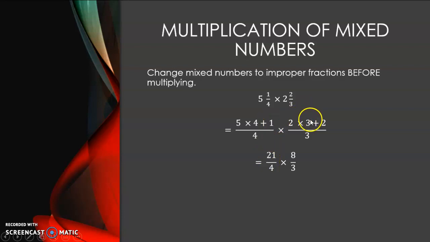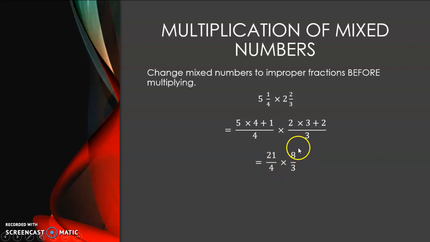2 times 3 is 6, plus 2 is 8. So I have 21 quarters and 8 thirds. As you can see, these numbers are getting big. So let's start looking at factors.